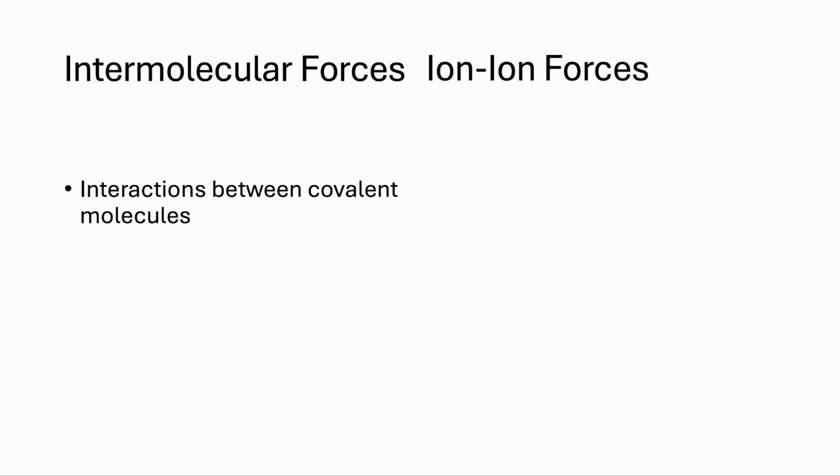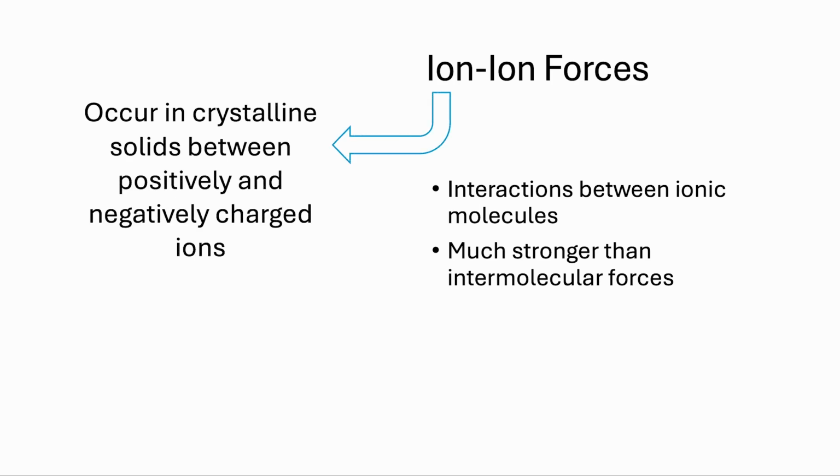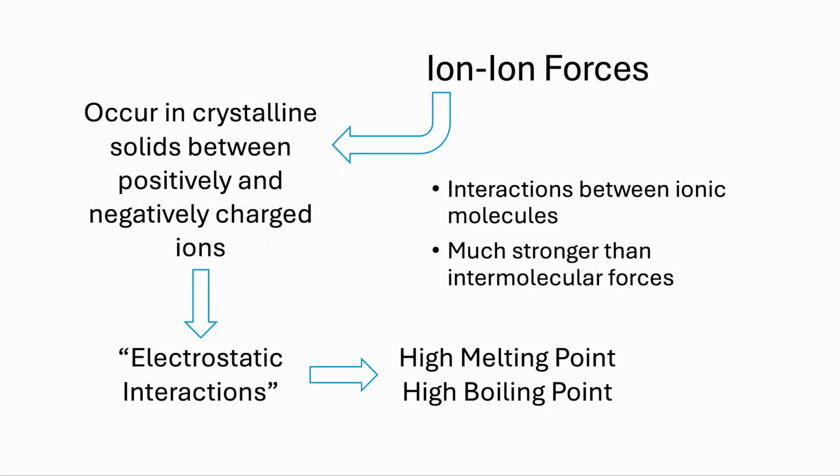Ionic compounds will have forces much stronger than any of the forces we will talk about. Ion-ion forces occur in a crystalline solid between positively and negatively charged ions. Sometimes we call ion-ion forces electrostatic interactions. Remember that ionic bonds are just two elements that have opposite charges. These bonds form substances that have high melting points and high boiling points.